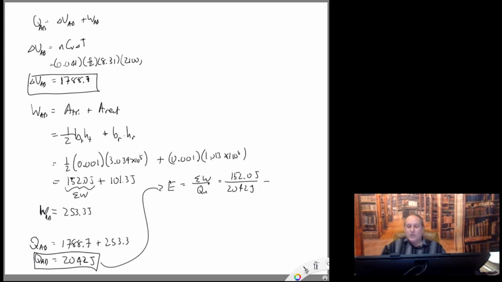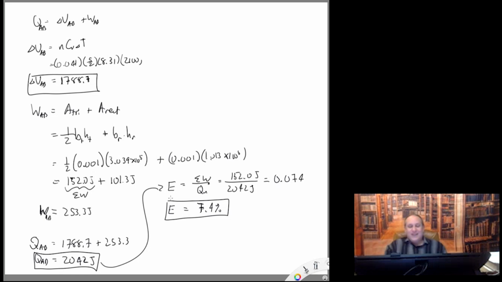That's 0.074, which is 7.4% efficient. All right, so that's kind of like just a sample of a complete problem. This is the type of problem even in your thermodynamics class that you would do. You get shown a cycle, and then you find the area of the cycle, you find the net heat input, you find the efficiency.